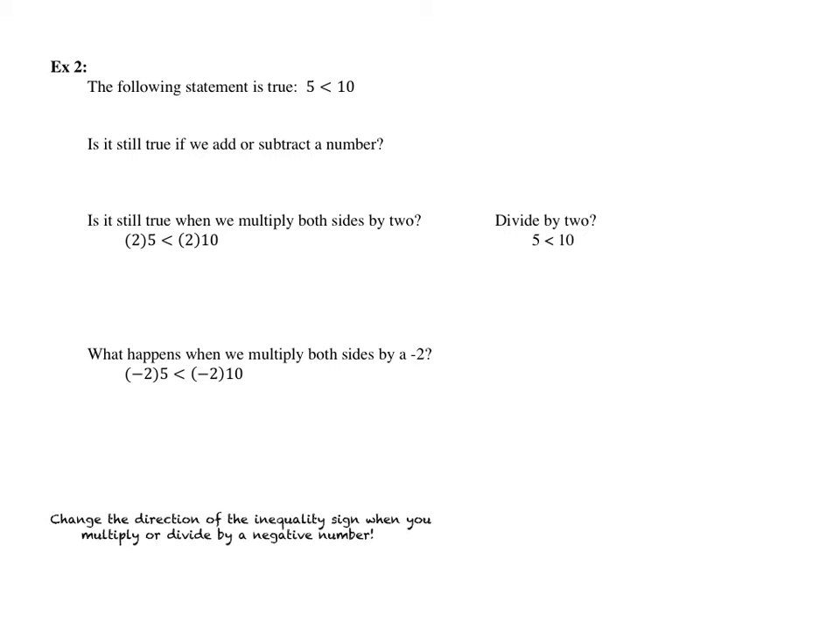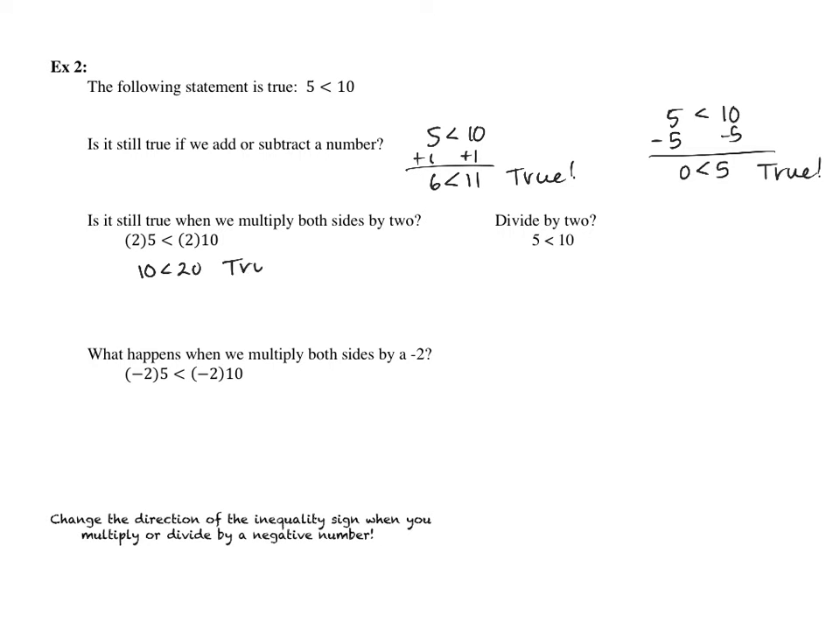And now let's see what happens when we add and subtract, multiply and divide numbers with inequalities. So let's say we have something that's true, 5 is less than 10. Notice that if I added a number to both sides, my new result is also true. You could also subtract. We could subtract 5 from both sides, and what you end up with is also true. So we can add or subtract. We can also multiply or divide by positives. Here, if I multiplied both sides by 2, I would get 10 is less than 20, which is still true.